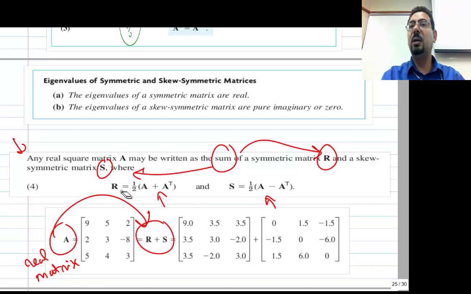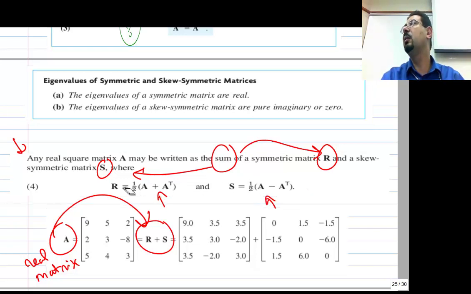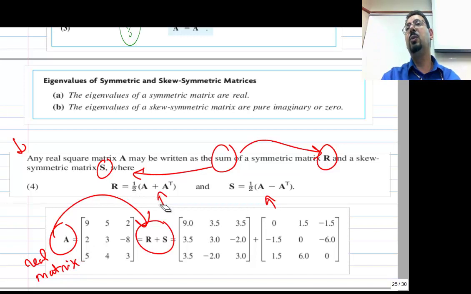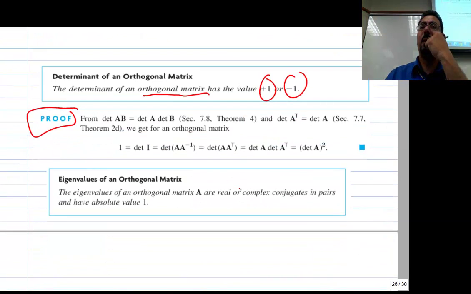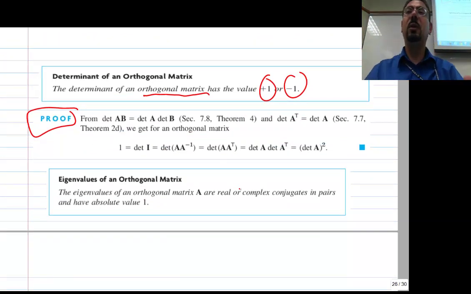The R, the symmetric matrix, is half of A plus A transpose, and the skew symmetric S is half of A minus A transpose. So you can decompose A into this summation of R plus S using its transpose. Alright? Questions? Those will prove useful in due time.